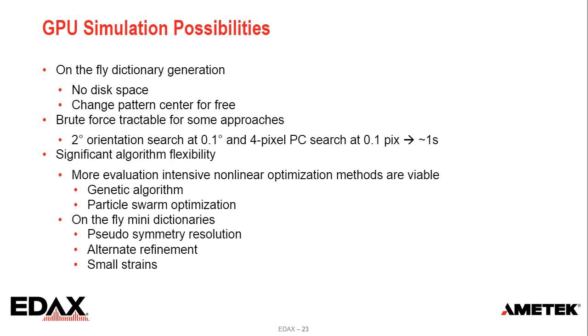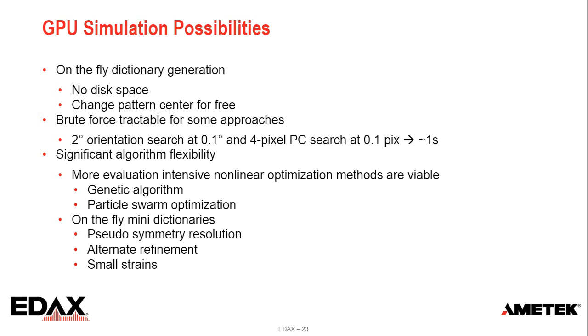Or it gives you a lot of possibilities for other approaches that are not practical, with dictionary generation being an offline approach. So you could generate dictionaries for specific things on the fly, like if you have pseudosymmetry that you're trying to resolve, or you can use algorithms that require more evaluations than something like BobaQA, but less than brute force, that give you a better trade-off between number of evaluations and algorithm robustness.